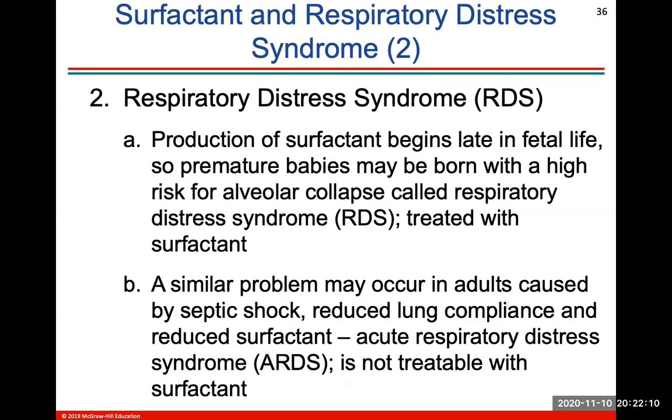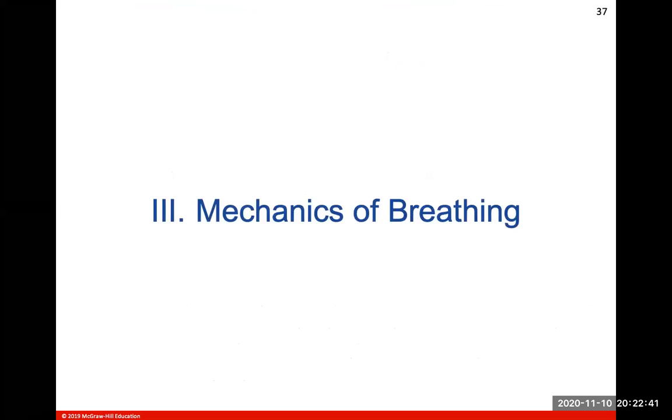Respiratory distress syndrome occurs because the production of surfactant begins late in fetal life. So premature babies may be born with a high risk for alveolar collapse called respiratory distress syndrome, but we can treat them with a synthetic surfactant. A similar problem may occur in adults caused by septic shock, where there's reduced lung compliance and reduced surfactant, which could cause acute respiratory distress syndrome that is not treatable with surfactant.